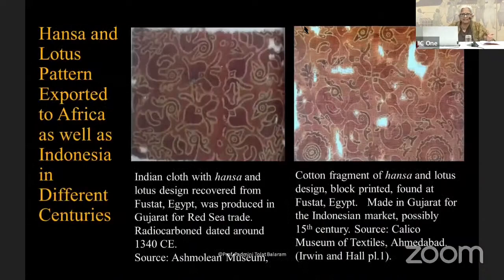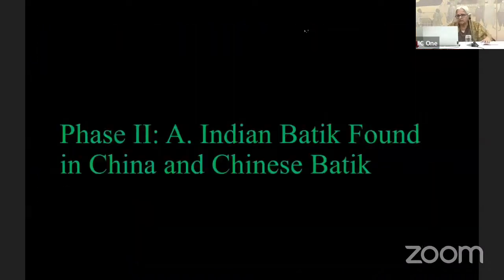And amazingly, the same design goes in fashion for centuries together and to different places in the world. You can see the same design found in Red Sea trade in 1340 CE, and it is housed in the Ashmolean Museum. And the same pattern of Hansa and Lotus, you can see it in Egypt, Fustat, made in Gujarat for the Indonesian market, 15th century, from the Calico Museum. So now these are the Indian batiks found in China, and Chinese batik I will talk about now.